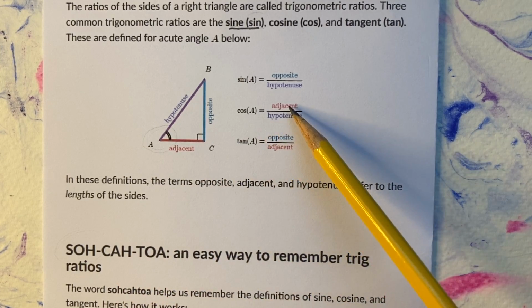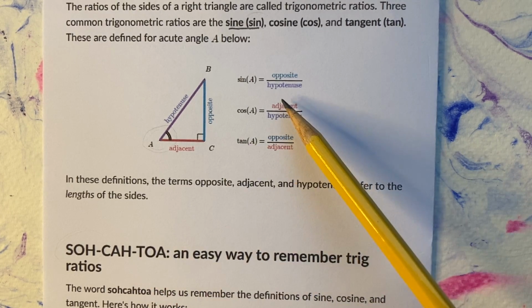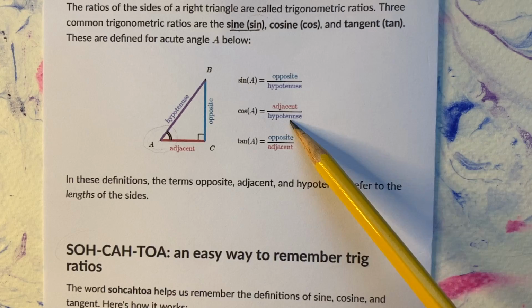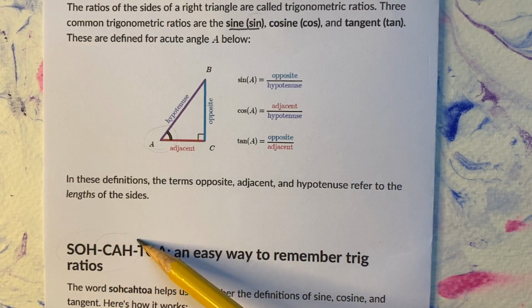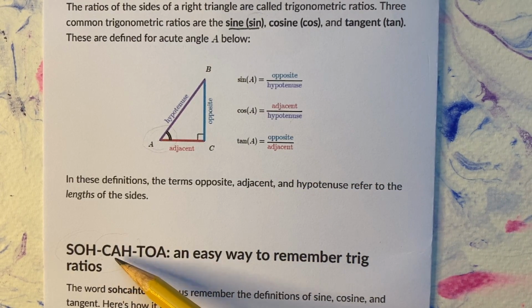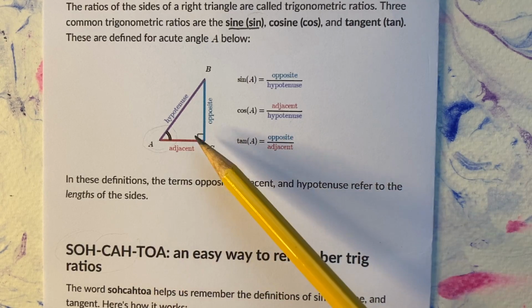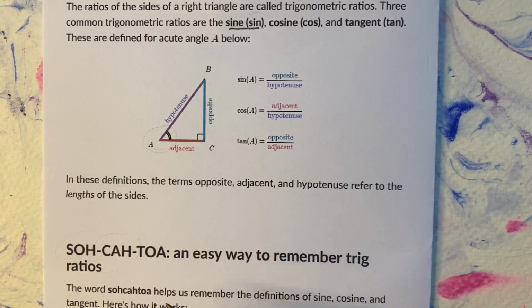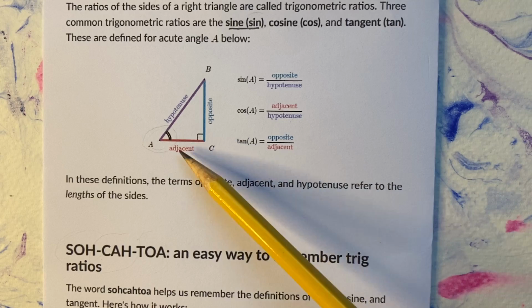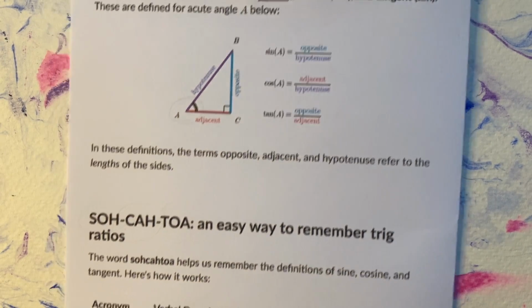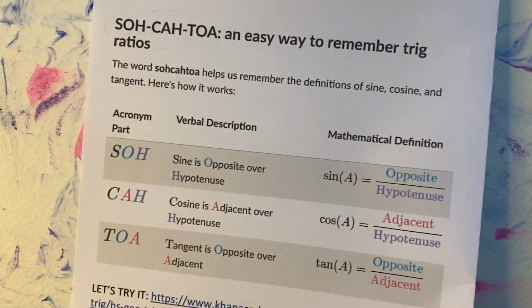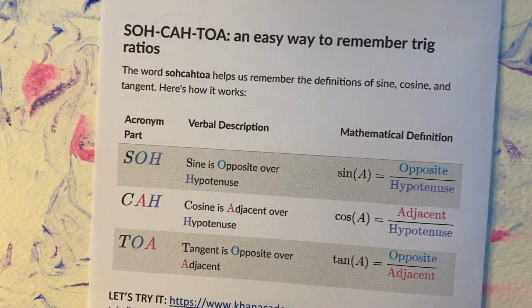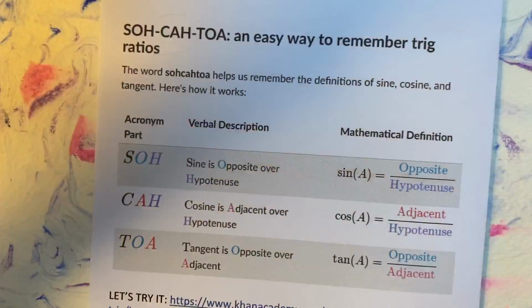The cosine is going to be adjacent over hypotenuse. So the length of the adjacent side over the length of the hypotenuse. We remember that by CAH. Cosine is adjacent over hypotenuse. So if we have the reference angle A, it's the adjacent side over the hypotenuse. And then TOA, SOHCAHTOA, the tangent is opposite over adjacent. So it will be opposite over adjacent. Okay, so that's how it maps out. Down below here, you can see that a little more clearly.